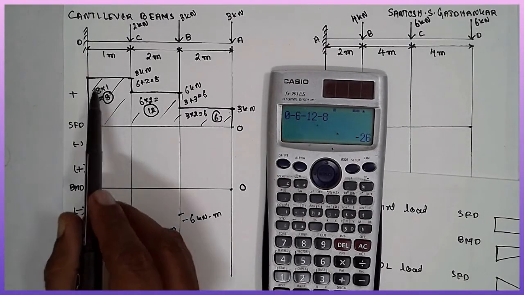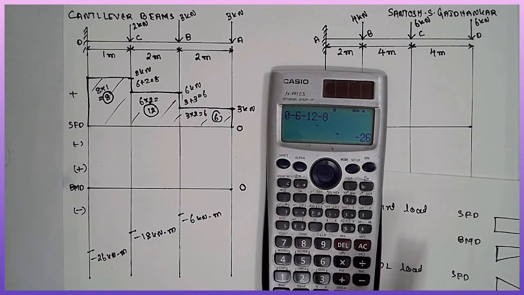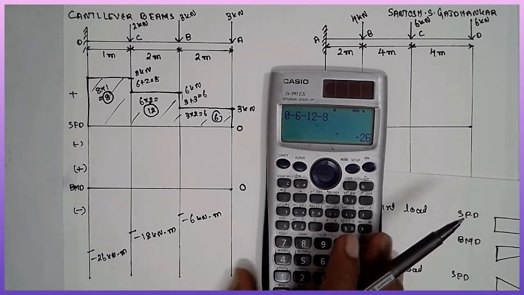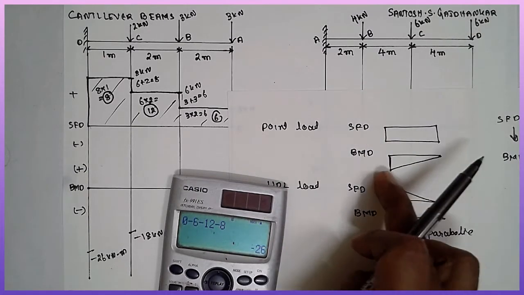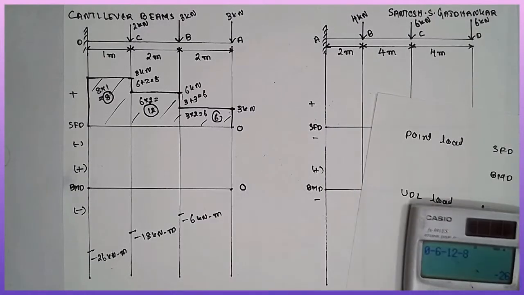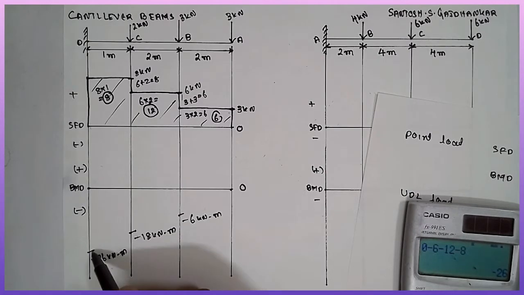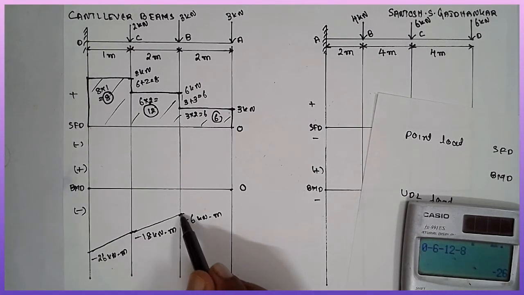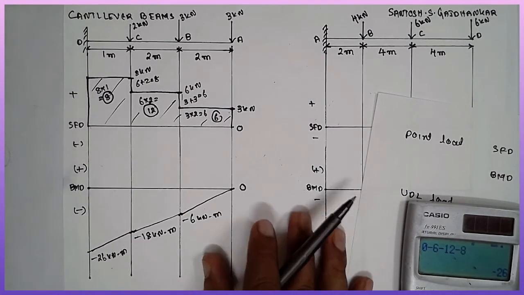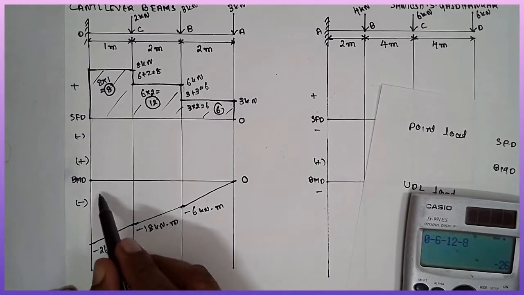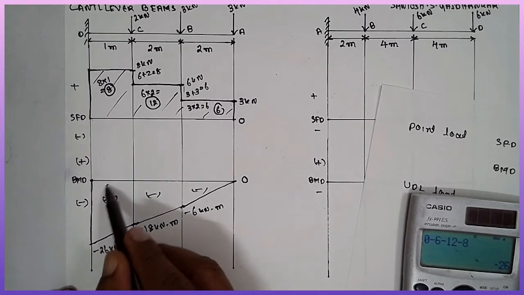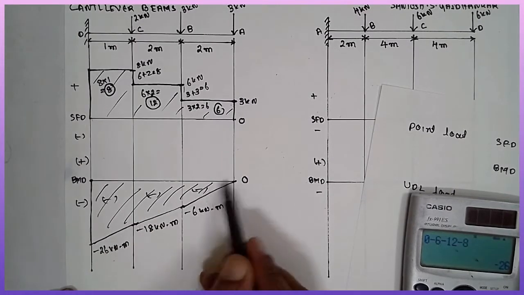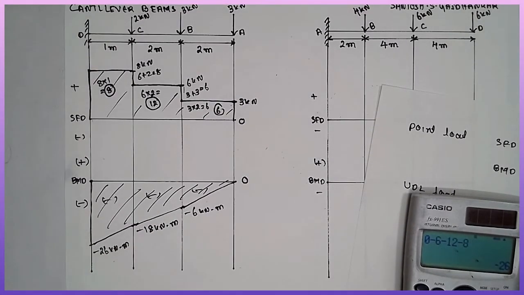Now, as it is a rectangular section in the SFD, the bending moment becomes a triangle, as per the point load concept. Triangle means inclined line. Inclined line, inclined line. This is on the negative side. Go for hatching. This completes your bending moment.